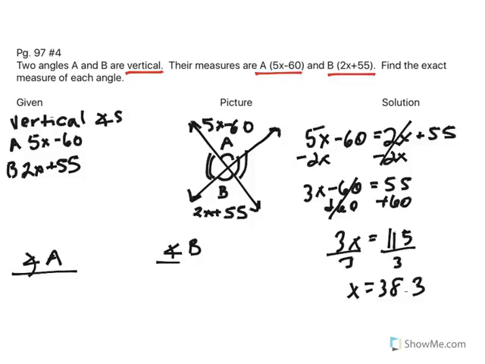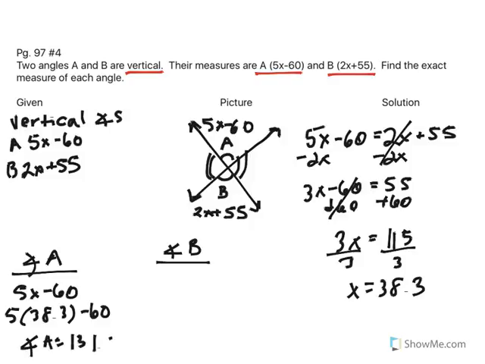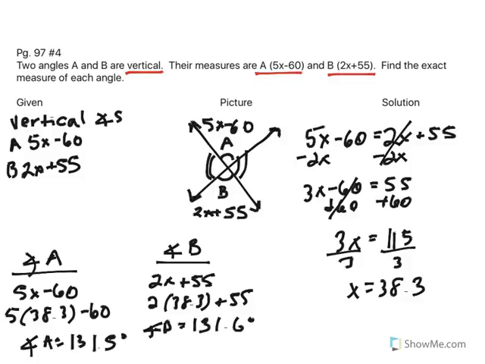Okay, so let's plug our x value in to find the measures of angle A and B. Measure of angle A, we have 5x minus 60. And we get angle A equals 131.5. Right? We have angle A and angle B.